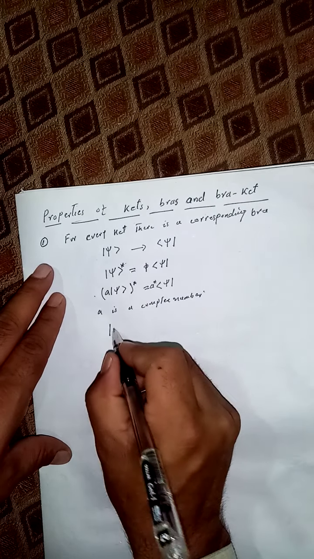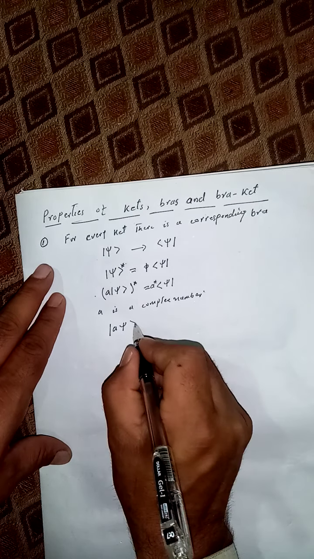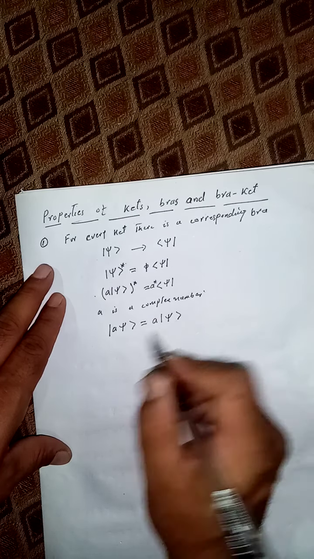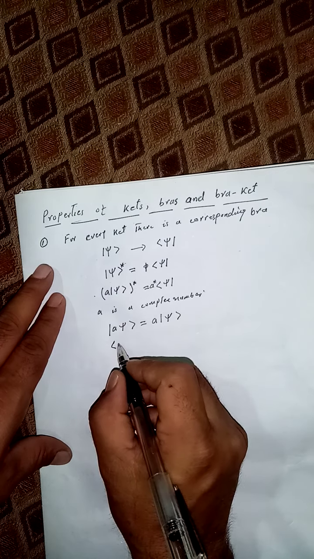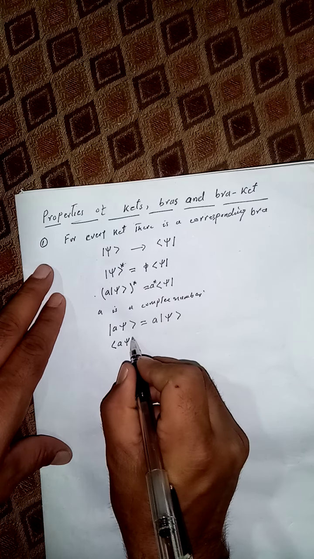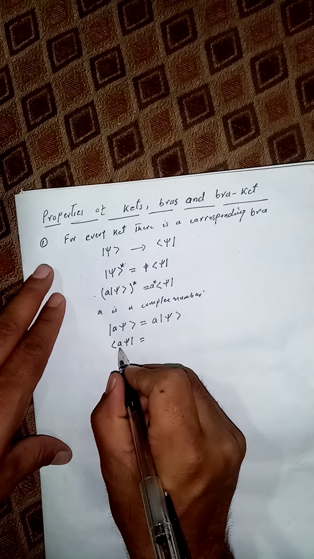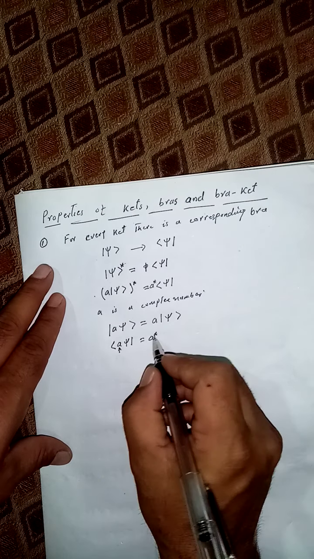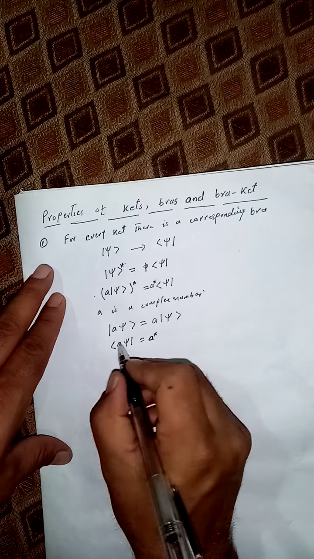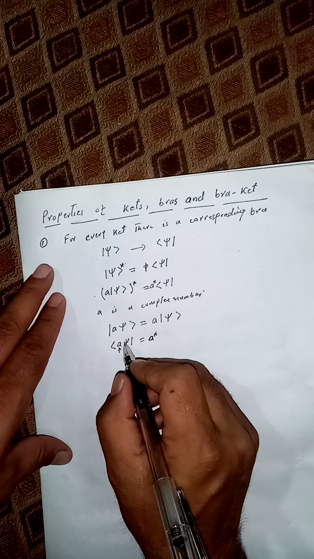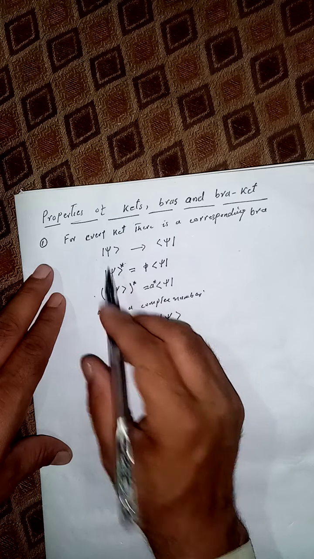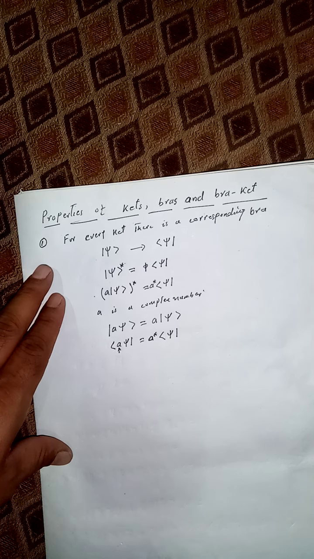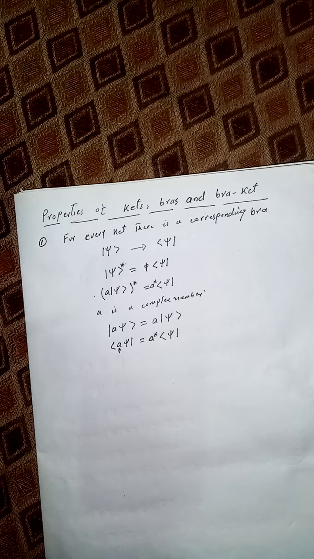Similarly, if we have a complex number inside a ket, then we can bring it outside of the ket and write it like this. Similarly, if the complex number is inside a bra, then we can bring this complex number outside of the bra vector, but we have to take the complex conjugate of this complex number because this represents a complex conjugate of a ket vector, and we have this relation. This was the first property.